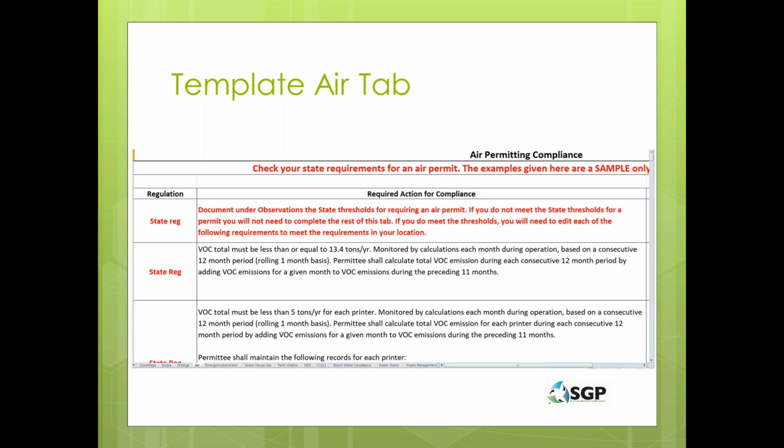So it's set up with whatever the regulation is, and then you list in here what the required action is, and then on the right, there is a cell where you capture your findings. So for example, if this was your state reg and it happened to be accurate, so your VOC total must be less than or equal to 13.4 tons per year, then you would go and look, have we done these calculations? Have we calculated what our potential to emit is on an annual basis?